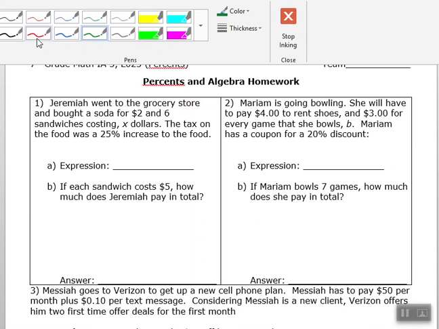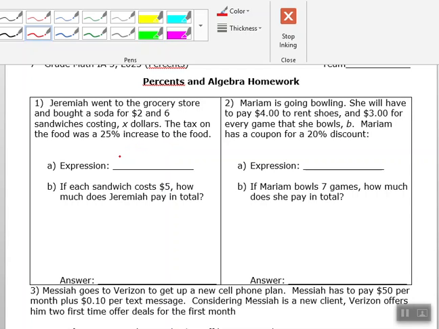Jeremiah went to the grocery store and he bought a soda for $2 and 6 sandwiches costing X dollars. The tax on the food was a 25% increase to the food. Okay, I'm just going to go ahead and note that this is a weirdly written thing.